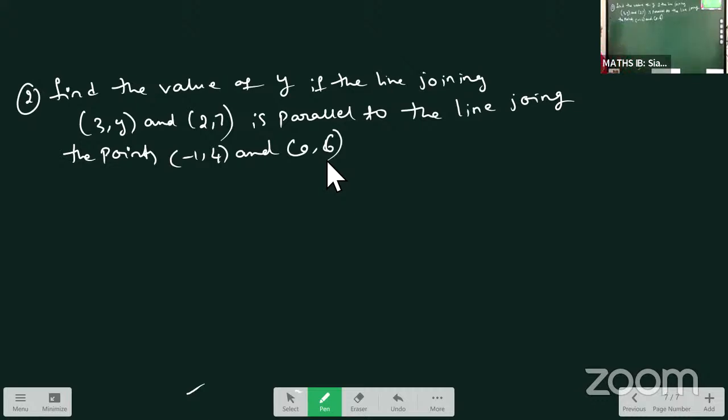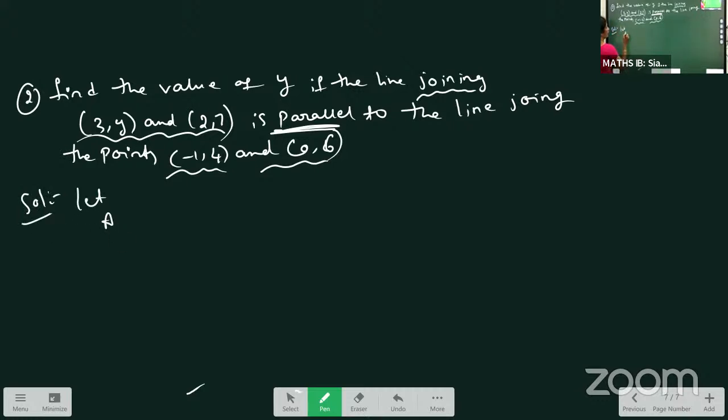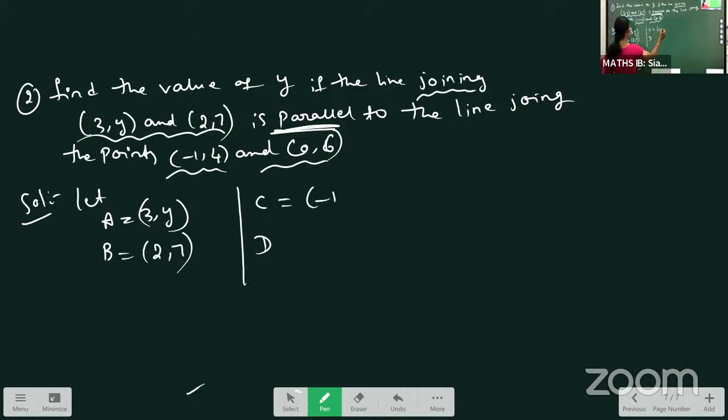Many points are showing here, but not to worry. It is a simple question. We have to find the value of y. What is given? The line joining these 2 points is parallel to the line joining these 2 points. So 2 different sets of points are there. Solution: let the first 2 points be A and B. A equals 3 comma y and B equals 2 comma 7. And take the other set as C and D. C equals minus 1 comma 4 and D equals 0 comma 6.